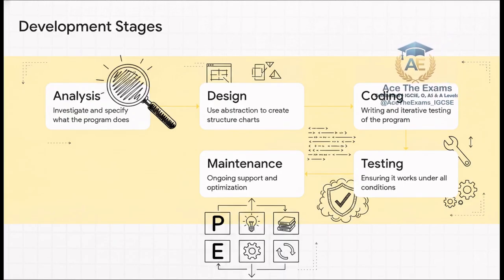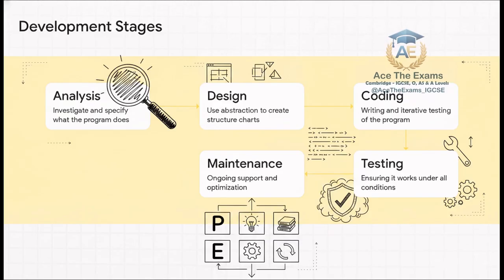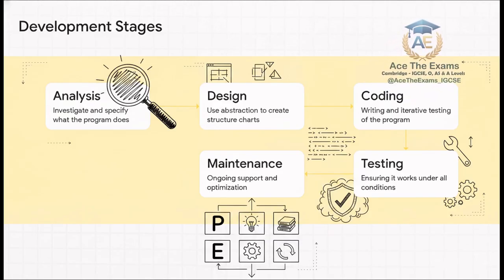Stage 3 is coding, actually writing the iterative suite of programs in your chosen high-level language. Stage 4 is testing, stress testing the logic to ensure it works under absolutely all conditions. And finally, Stage 5 is maintenance, keeping the system relevant and bug-free over time.